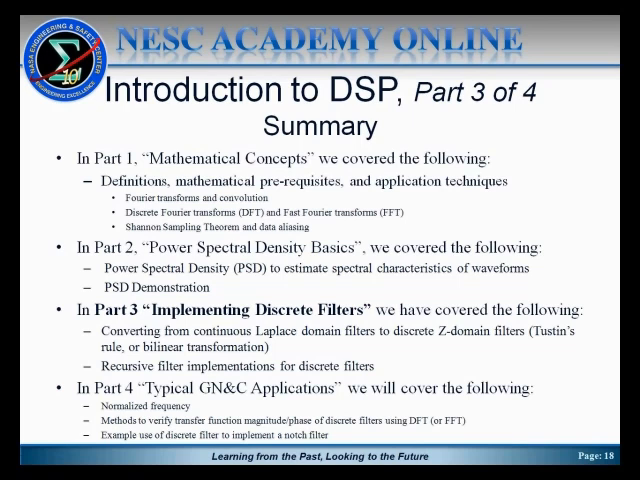In today's discussion, part 3, which was entitled Implementing Discrete Filters, we showed how to convert from continuous Laplace domain filters into Z-domain filters using Tustin's rule of bilinear transformation. We also showed the standard form for the recursive discrete filters, and how you can use those standard forms for the Z-domain transfer function and build a recursive filter that will implement a filter of any size you want. We showed examples of a first-order lead lag, and that can be extended to higher-order filters as well.